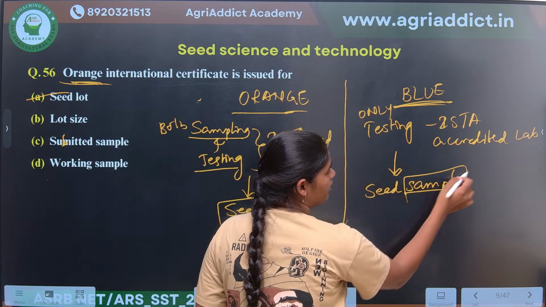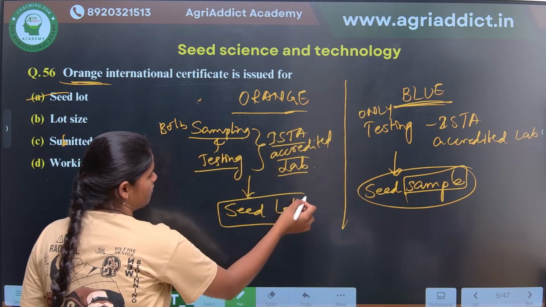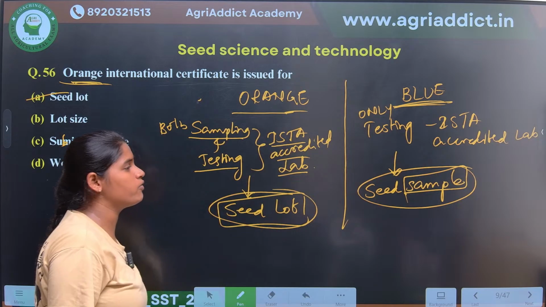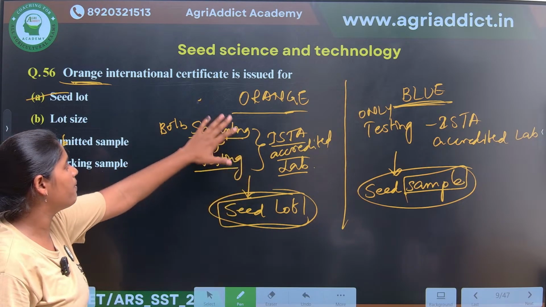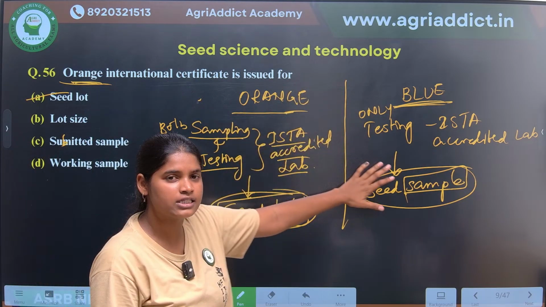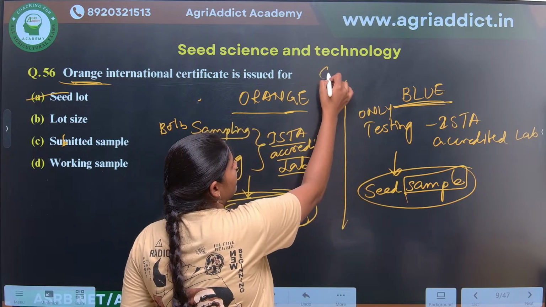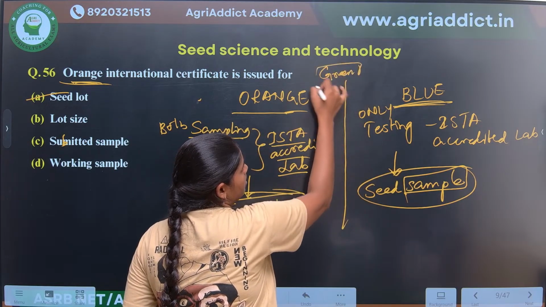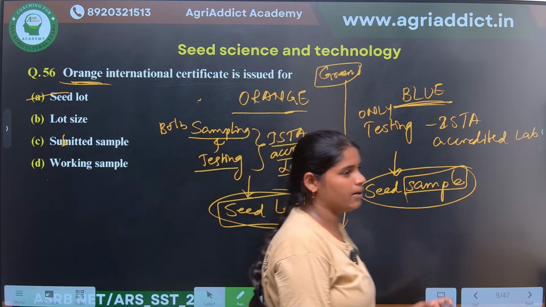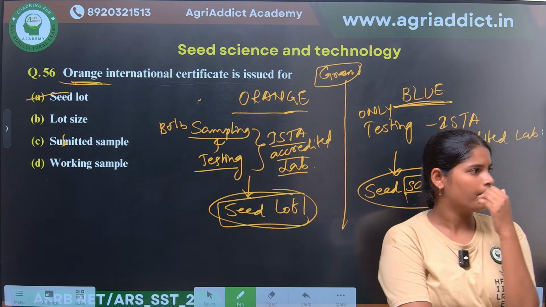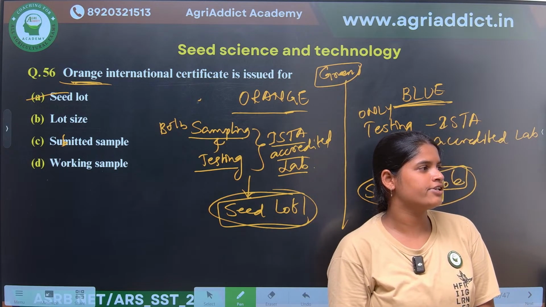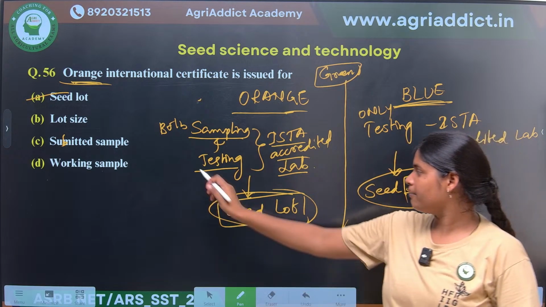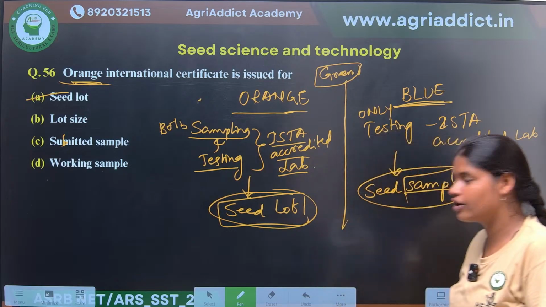So this is a certificate for a seed sample, and that is a certificate for a seed lot. Don't get confused, it is very important. Just remember, orange is for seed lot, blue is for seed sample. Earlier we had a green, but now it is not there, so just don't think about that. Both are done by an ISTA accredited laboratory. Okay, am I clear?